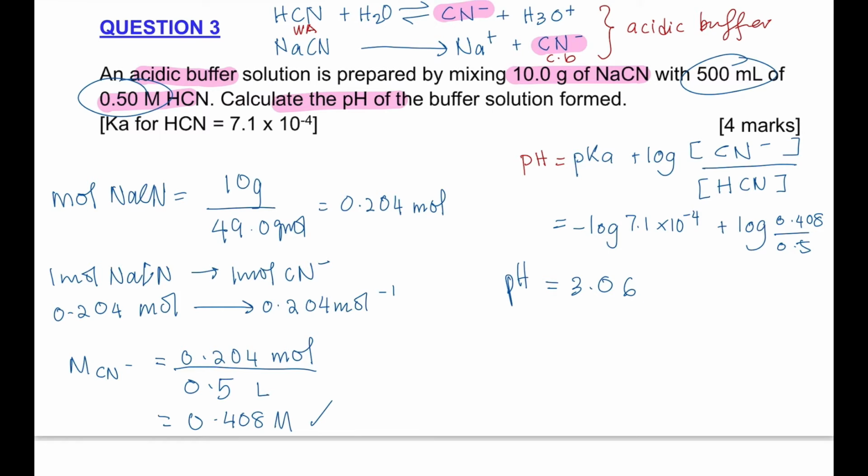3.06. Okay, how do you get the marks? You will get a mark when you find the number of mole of the sodium cyanide, then 1 mark for the concentration of the cyanide ion, the Henderson-Hasselbalch equation or correct substitution, 1 mark, and finally the pH.